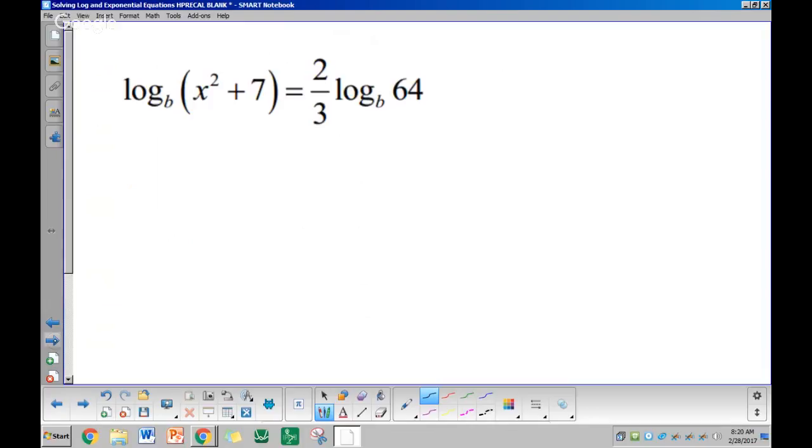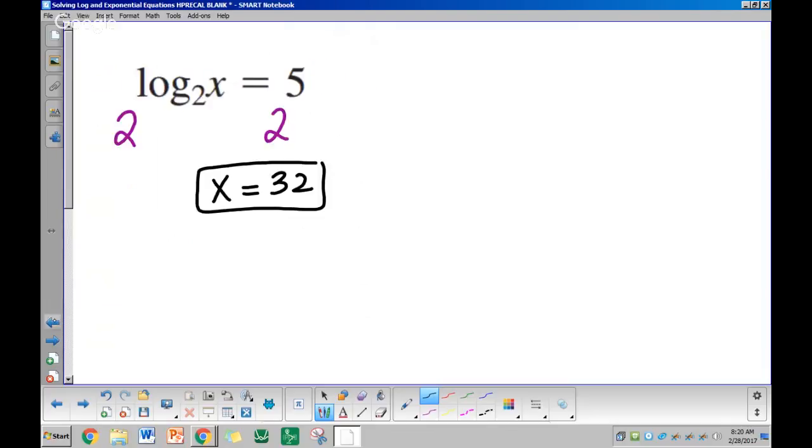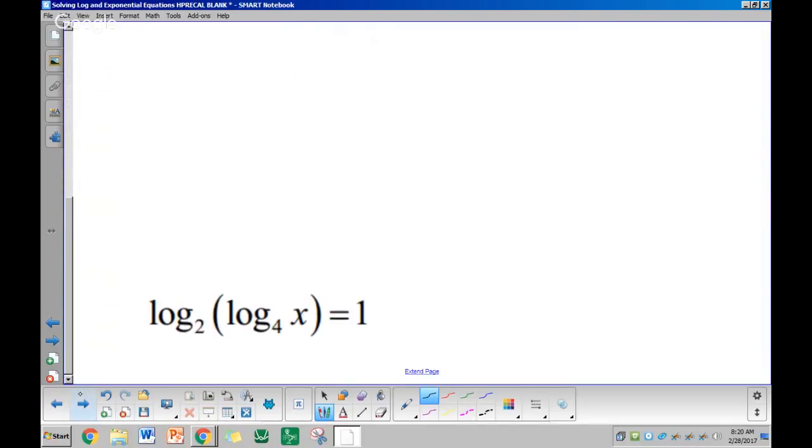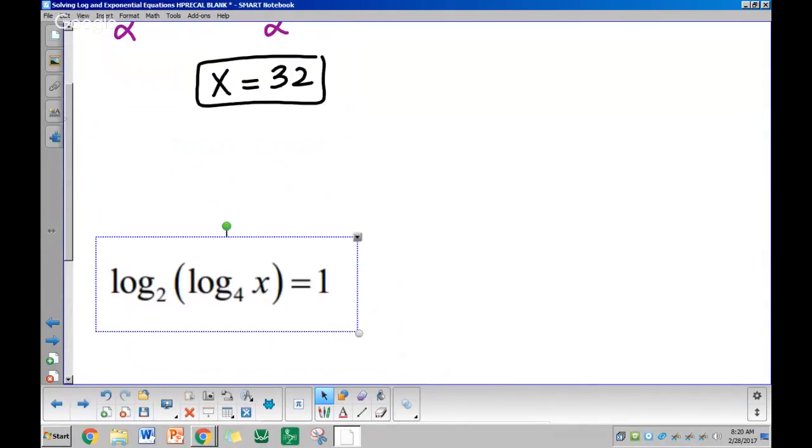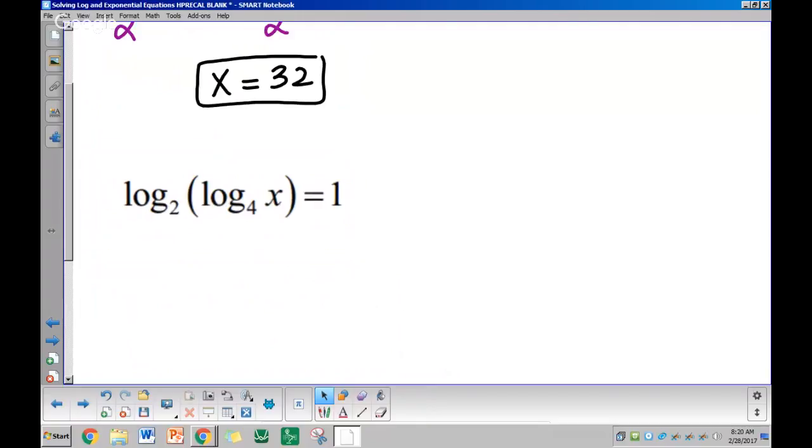Move right along. Is this one already? There's one I missed on the page. Sorry, I'm going to move it up, through the magic of technology. Wow, this one looks a little bit complicated. It's still a log equals a number.